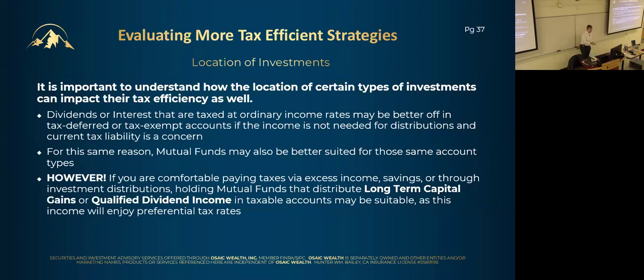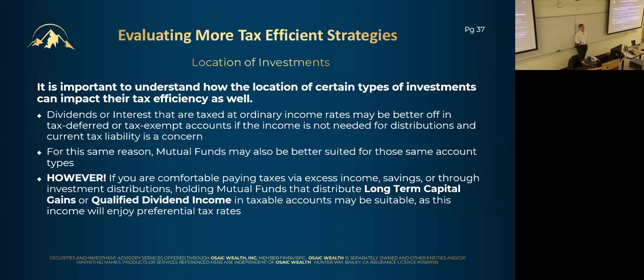And for the same reason, mutual funds might also be better suited for those same account types. Because if you've got that mutual fund in something like a tax-deferred account, IRA, or a 401k, you don't have to pay taxes on that distribution when it comes. You'll just pay taxes as you withdraw funds from the account. Now, obviously, that's going to be your ordinary income tax rates. That's not incredibly tax efficient at the end of the day, but if your tax rates are lower then than they are now, that might be helpful.